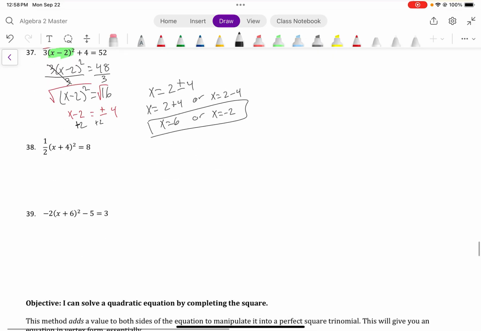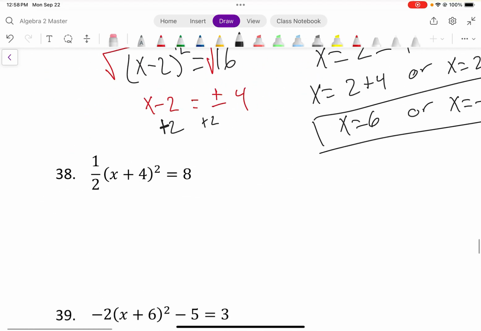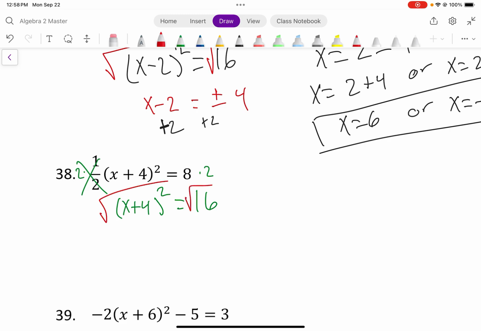Okay, we've got 2 more problems we'll go through real quick. Number 38, there's no adding or subtracting that has to happen, so I'm going to start by multiplying both sides by 2. This is the same thing as dividing both sides by 1/2. It just gets rid of that piece right there. x plus 4 squared is equal to 16. So square root both sides, just like the last problem. This leaves me with x plus 4 equals plus or minus 4.